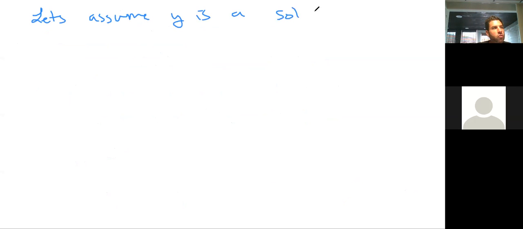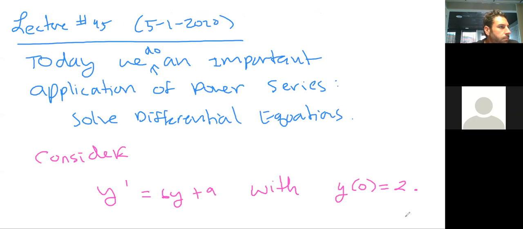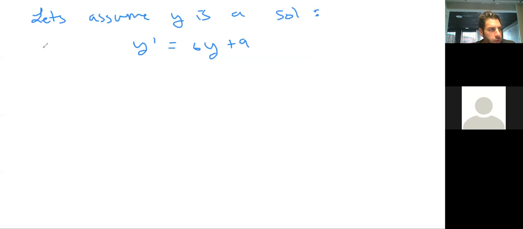So here's the strategy. If we assume y is a solution, let's write out what we have. We have y prime equals 6y plus 9. Okay, so if we assume it's a solution, now let's plug everything in.